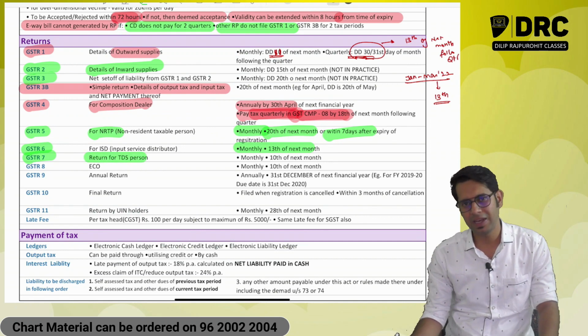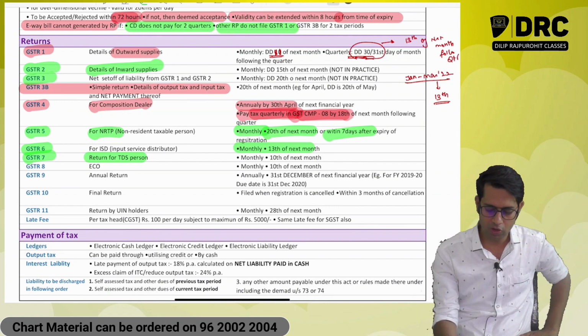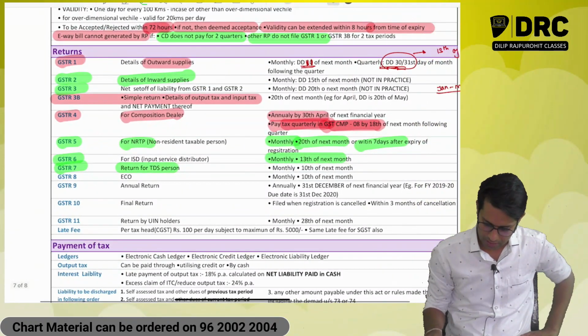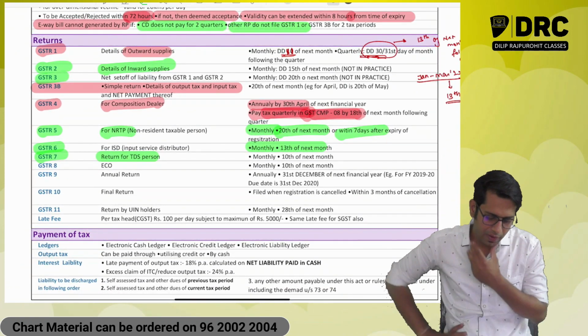Then GSTR 7 is a return which is required to be filed by a TDS person. 10th of next month is the due date. It is required to be filed on monthly basis.